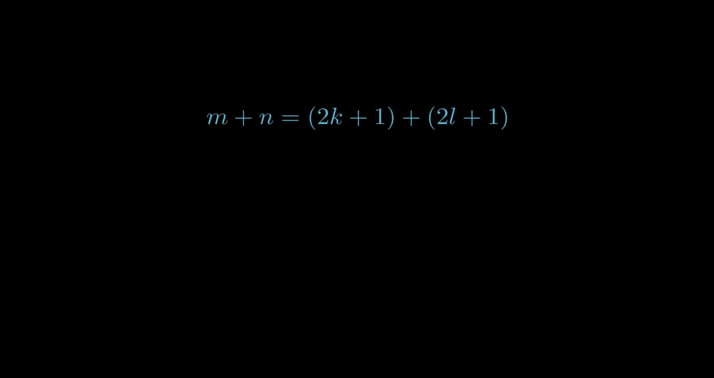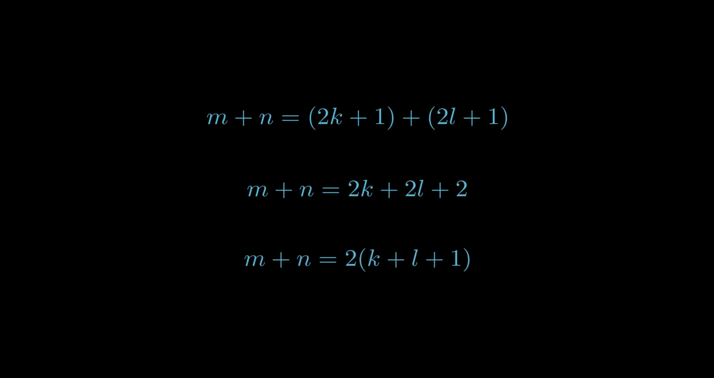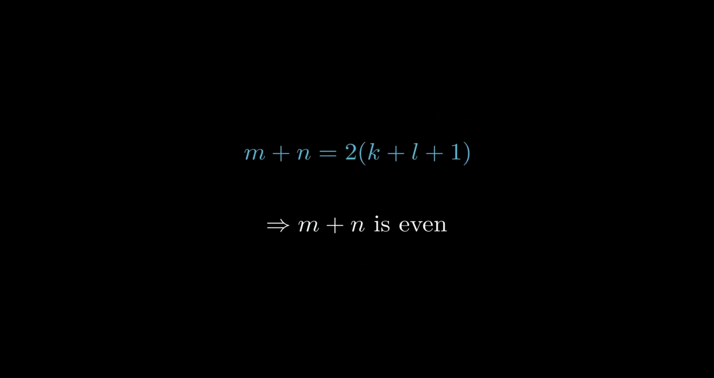When we add m and n together, we get 2k plus 2l plus 2. Let's do some algebraic manipulation by factoring out a 2, giving us m plus n equals 2 times the quantity of k plus l plus 1. The sum of m and n is equal to 2 times an integer, so m plus n is even.